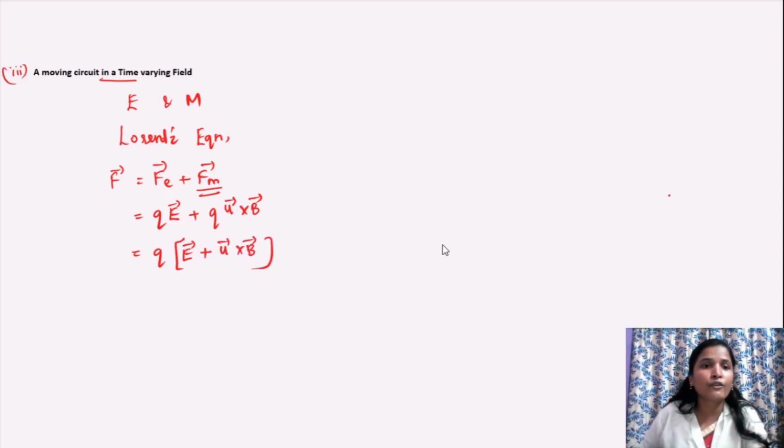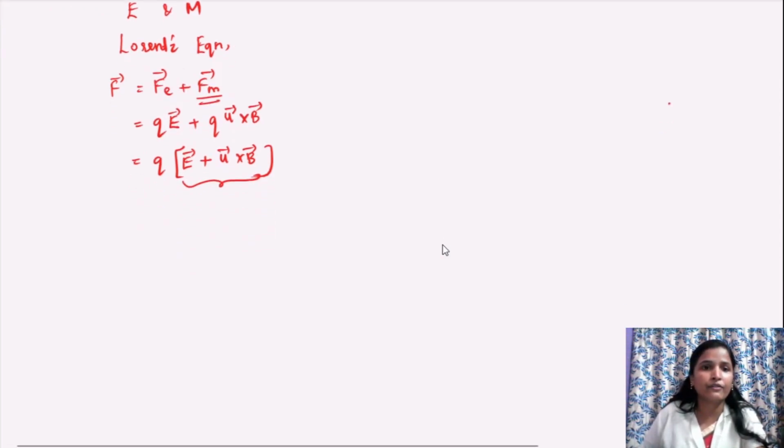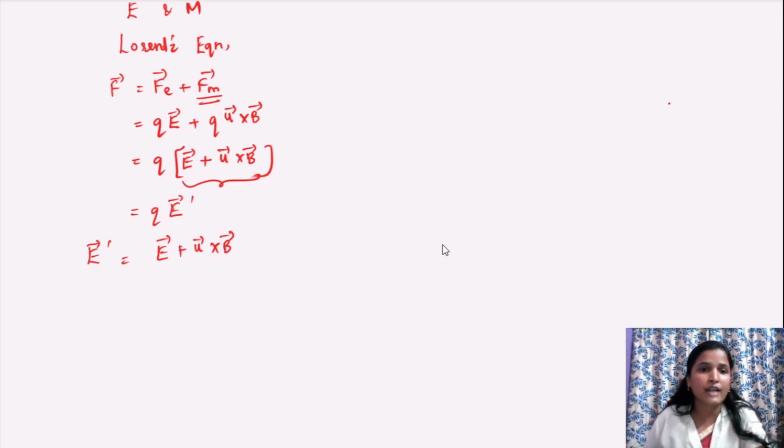Okay. So for the third case, the moving circuit in a varying magnetic field, this term is considered as the total electric field. Let us replace it with another symbol, E dash. So E dash is equal to E vector plus u cross B vector. In this E dash, I am going to relate it with the fundamental postulates of electromagnetic induction that we have seen in the first derivation.